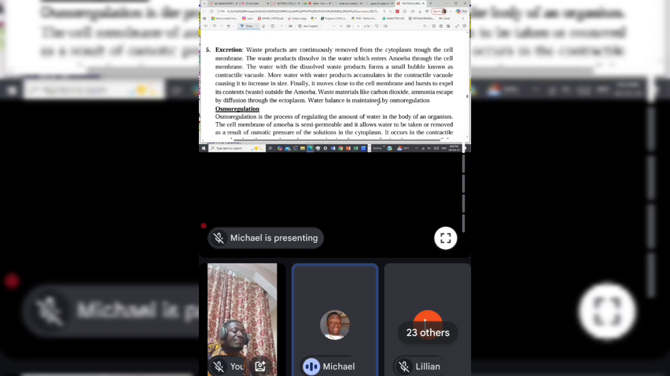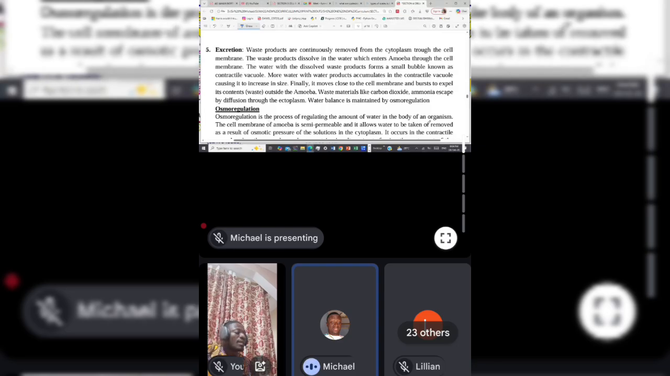maintained by osmoregulation. So if you are very thirsty, your urine becomes very small or scanty. If you take in much water, you have a larger volume of urine because more water is in your body. So that happens to the amoeba. It controls water regulation. Your kidney also does osmoregulation. If you have a lot of water in your body, you have very clear urine, not yellowish, and very voluminous. If you have less water, you're not drinking water, your urine becomes a little bit yellowish and very small, and salty as well.